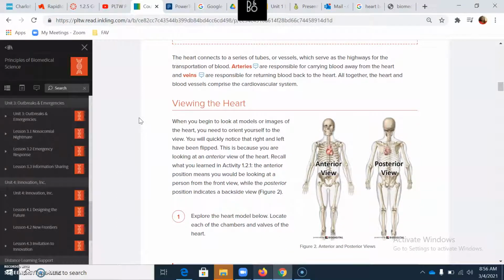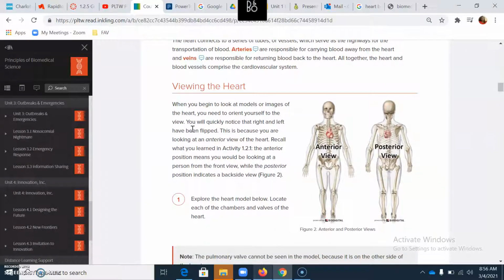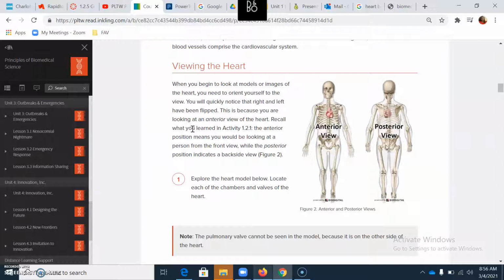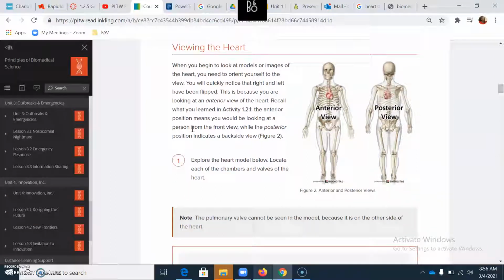When we're viewing the heart, you're looking at the angles from either anterior or posterior. Anterior is the front view of the body, and posterior is the back view. You also have to orient yourself to the way the body is. What your right is not going to be the right of the body, because you have to orient yourself in the direction of the body that you're viewing.